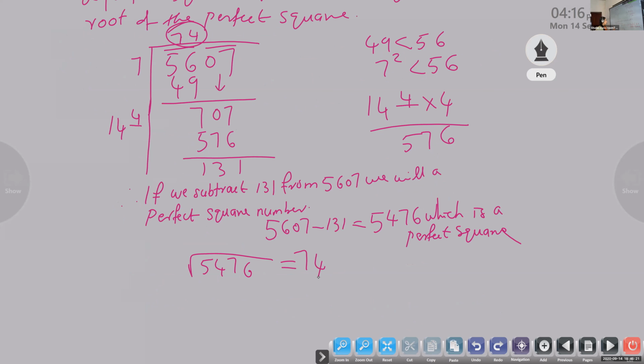The root of 5476 will be 74. When we subtract 131, we will get 5476, and its root will be 74, because the remainder becomes 0 when we subtract 131. So 74 will be the root of 5476.